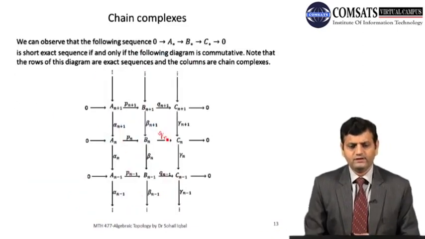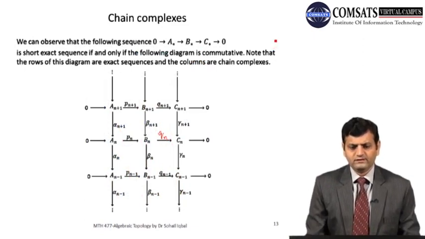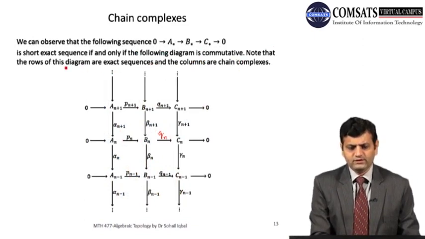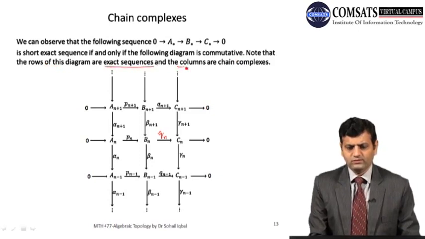Now we can observe that the following sequence is a short exact sequence of chain complexes if and only if the following diagram is commutative. In this diagram, the rows are exact sequences and the columns are chain complexes. Okay, so why is this diagram commutative?